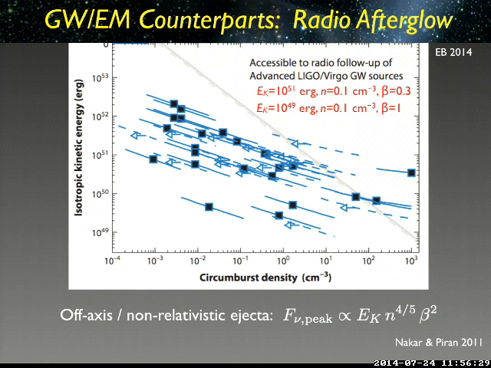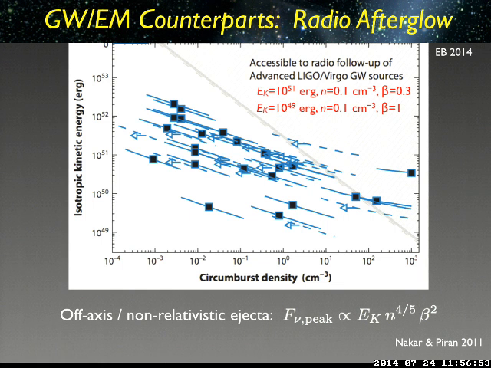Okay. So you can ask the question then, in this energy versus density diagram, if I had to scan 100 square degrees with a radio telescope to find this emission, what part of the diagram is accessible? How much energy and density do I need to make it detectable? And it's essentially everything above these lines for these parameters.